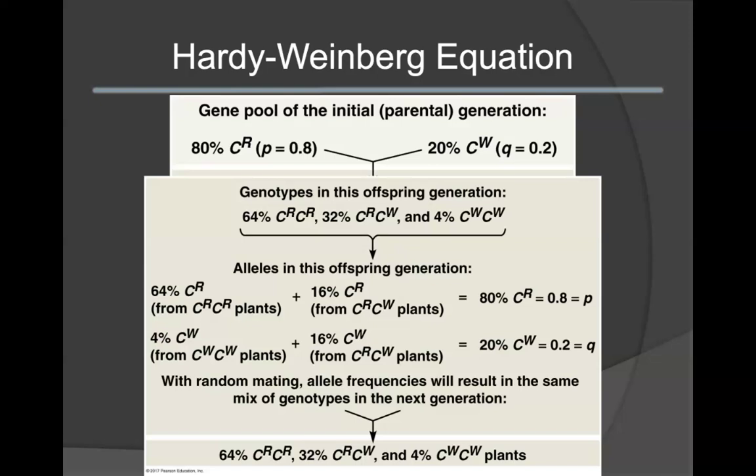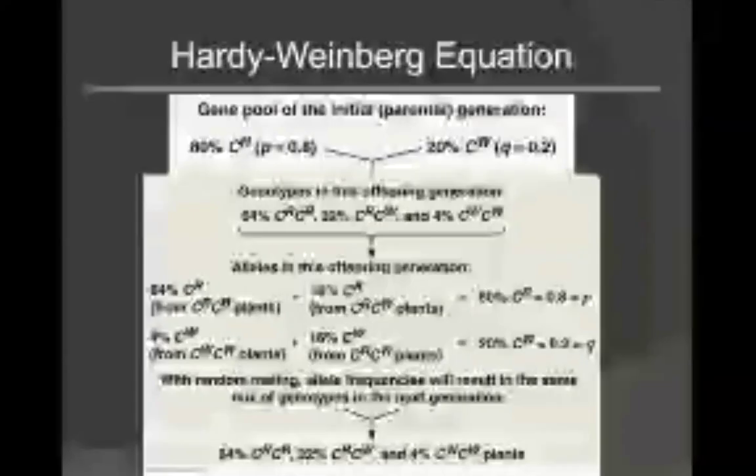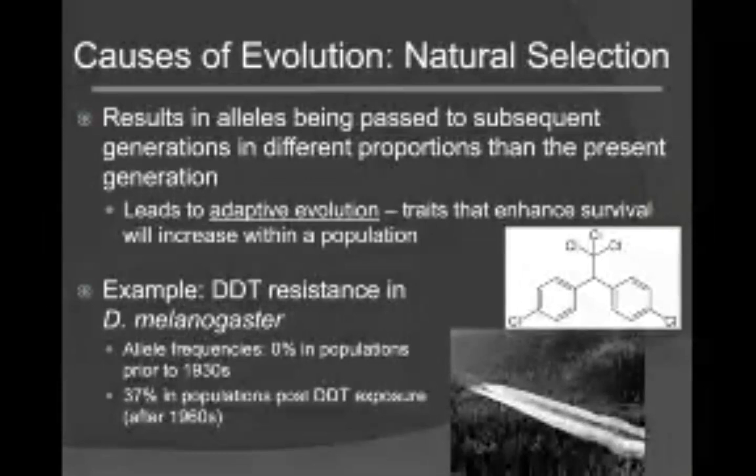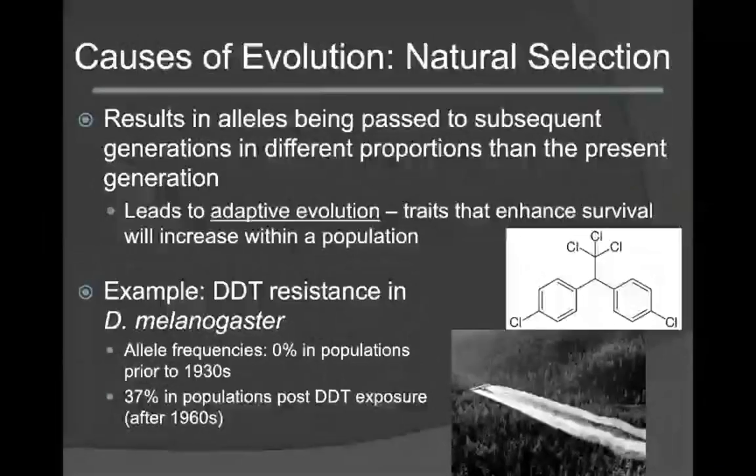The population is at Hardy-Weinberg equilibrium and no longer evolving. The evolution of the population occurred when alleles are being passed to subsequent generations in different proportions. This can lead to adaptive evolution, where traits that can enhance survival will increase within a population over time. An example of this is studying the resistance to DDT in Drosophila melanogaster, or fruit flies.